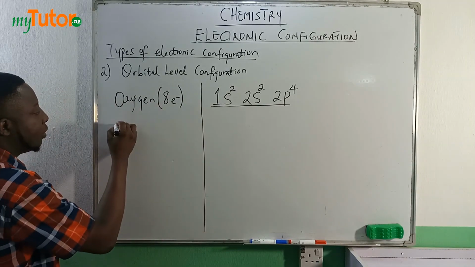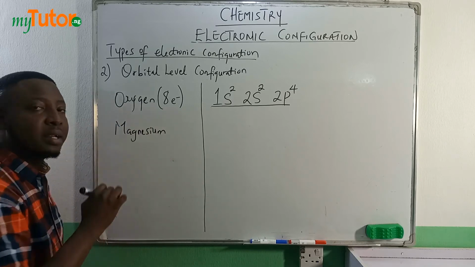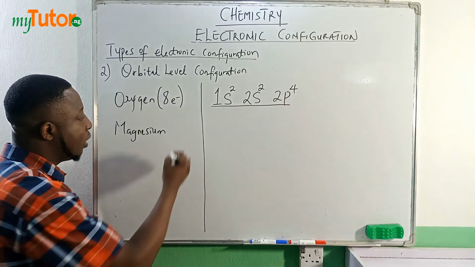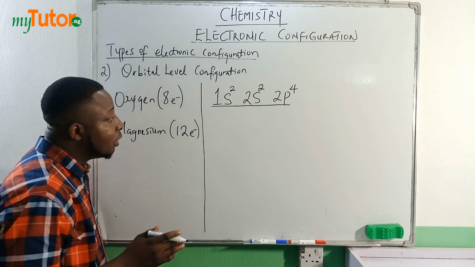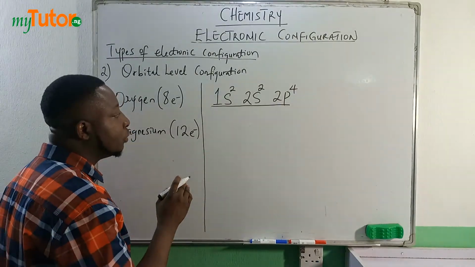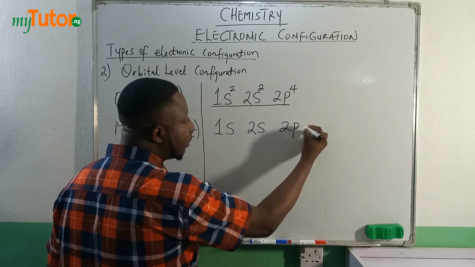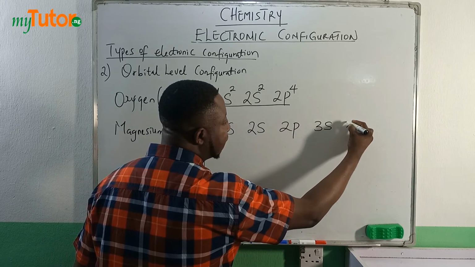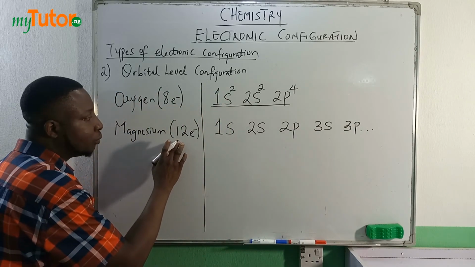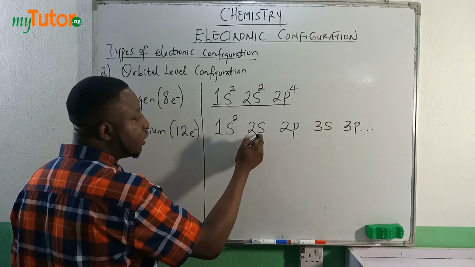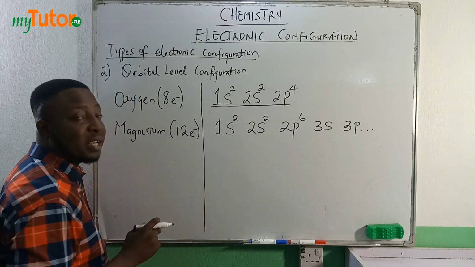Now let's consider magnesium. Magnesium has an atomic number of 12, which means that magnesium has 12 electrons. Now, we'll write out the orbital configuration. The first is the 1s, followed by 2s, 2p, 3s, and 3p. So if magnesium has 12 electrons, the 1s orbital will take 2, the 2s orbital will take 2, the 2p orbital will take 6 because p takes a maximum of 6 electrons.